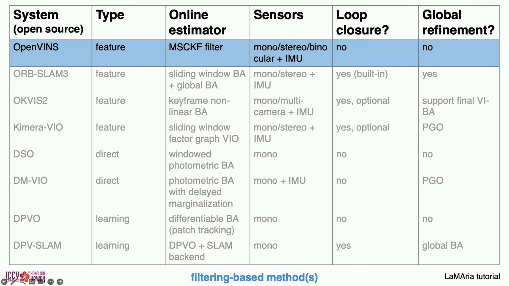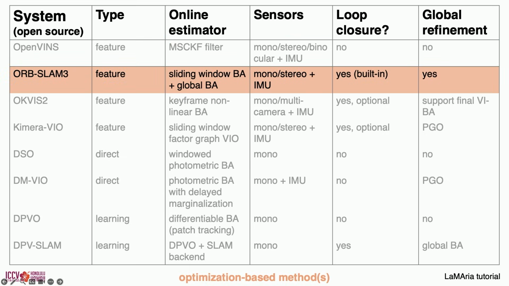OpenVINS is the first one. This is a filtering-based method, and one interesting thing about OpenVINS is that it offers online calibration of camera intrinsics, extrinsics, as well as camera-IMU time offset. It supports monocular, stereo, and binocular plus the IMU. We ran OpenVINS on multiple configurations, and I'll get to this in the results section. It's a filtering-based method, so it's segregated separately.